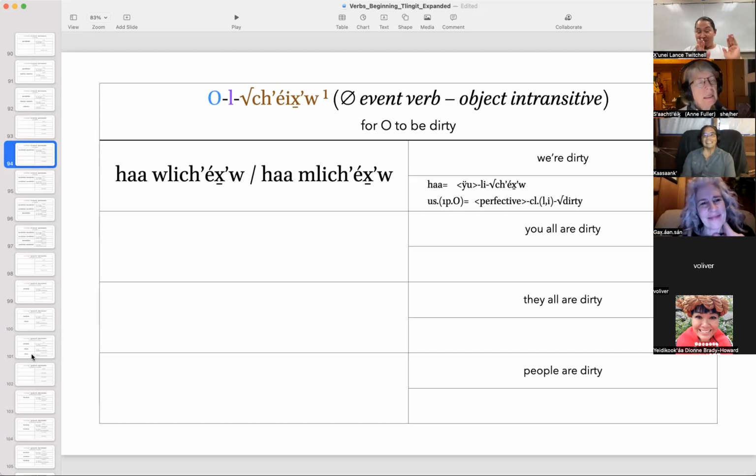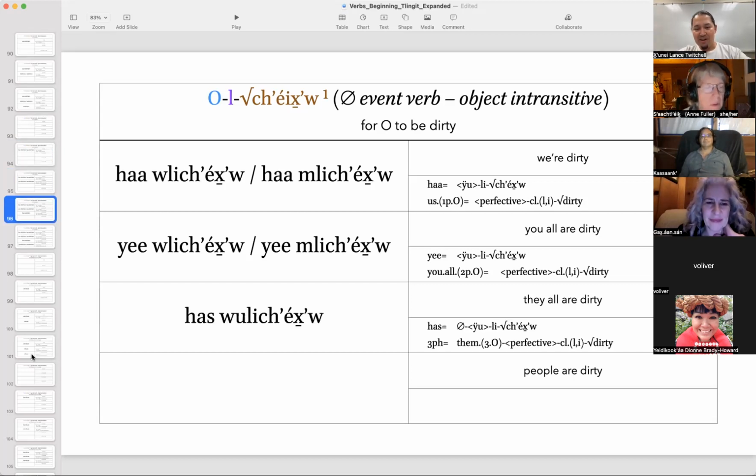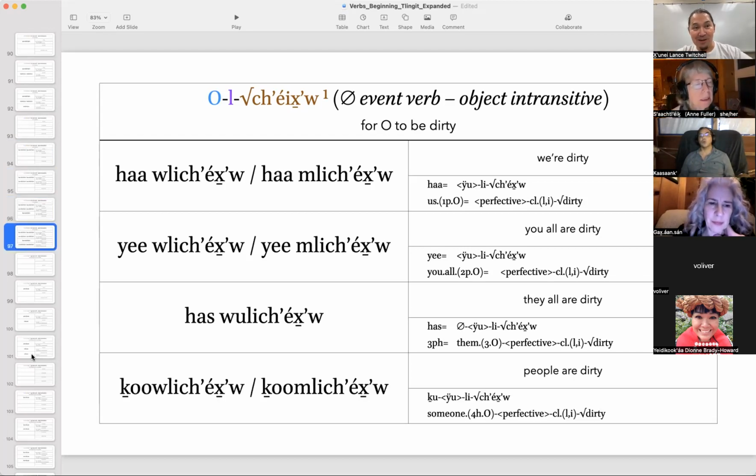Oh, that's them. Let's see. Sorry. Now, back to the one you just said. They all are dirty. And now people are dirty. Two ways. Yep. Dirty people. That's our key to going home.